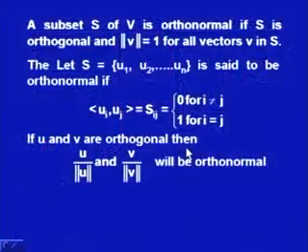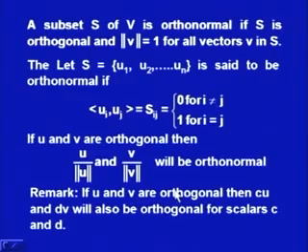So, if u and v are orthogonal, then to make them orthonormal you have to divide the individual vectors by their norms. So, u over the norm of u and v over the norm of v will be orthonormal. This way we are getting the norm of the vectors as 1. If u and v are orthogonal, then cu and dv will also be orthogonal for scalars c and d. This can be easily proved, because if the inner product of u and v is 0, then the inner product of cu and v is also 0, and the inner product of cu and dv will also be 0. So, this is what we have.